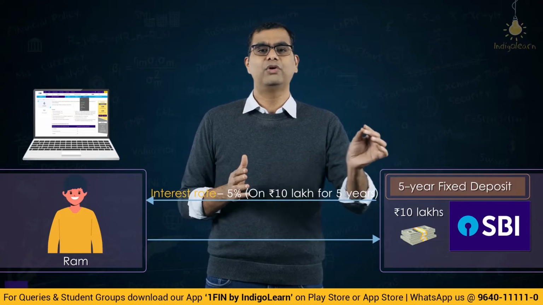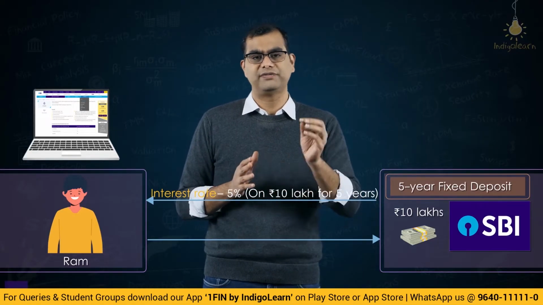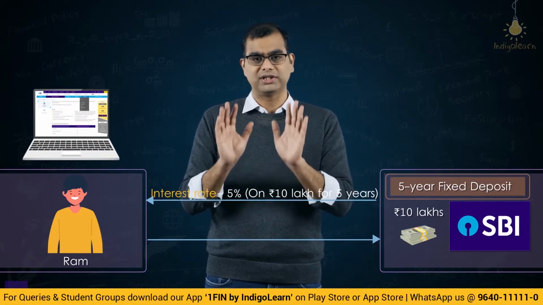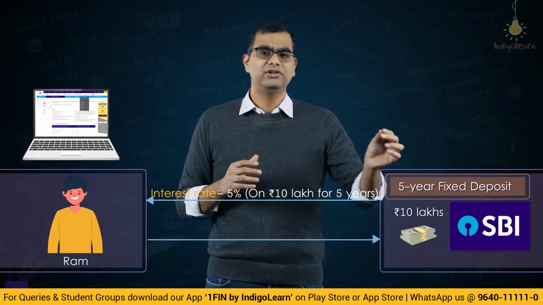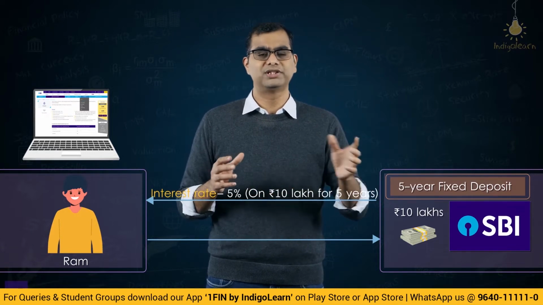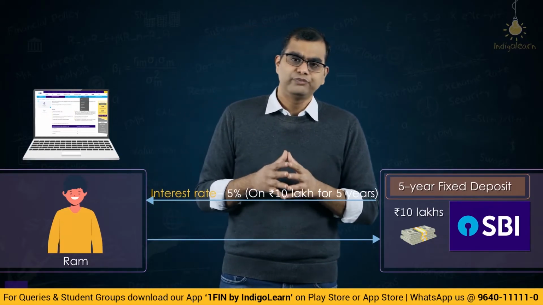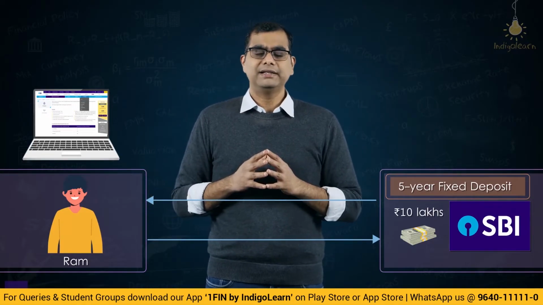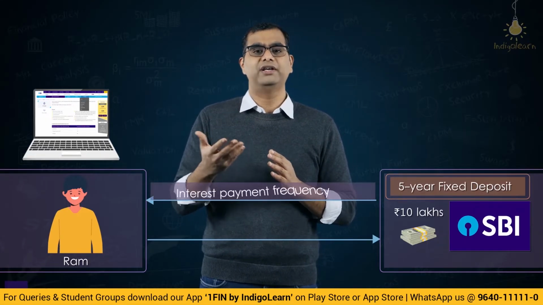They will inform you what interest rate they are willing to give on this particular term deposit or fixed deposit. Term or fixed, both are the same. So they will say, we are willing to offer you 5% on this 10 lakhs if you put this deposit with us for a period of 5 years. Agreed, very good.